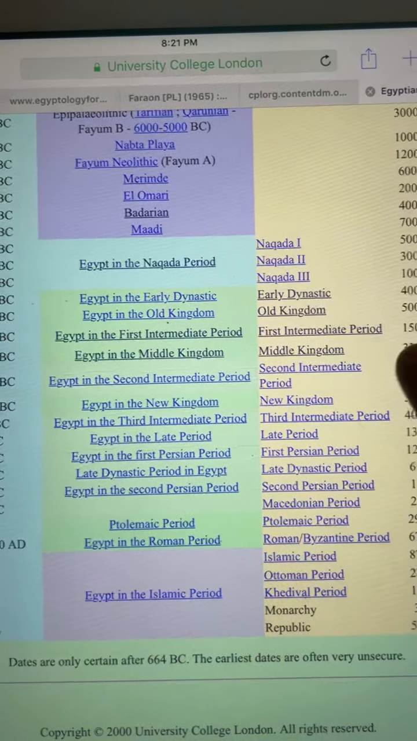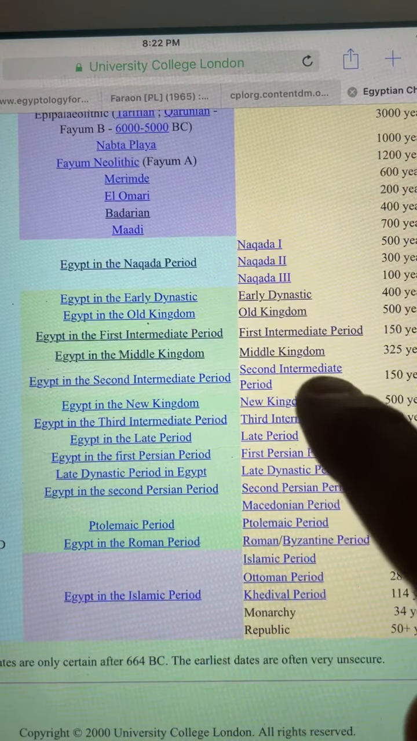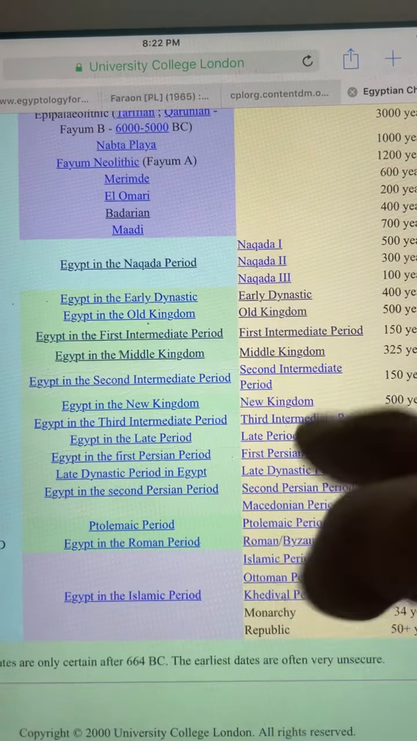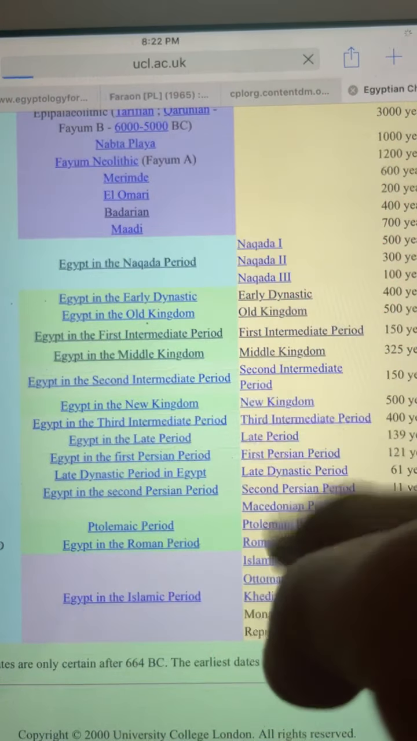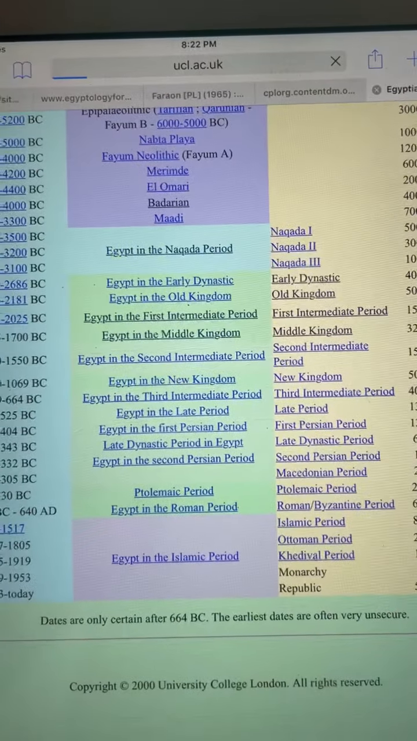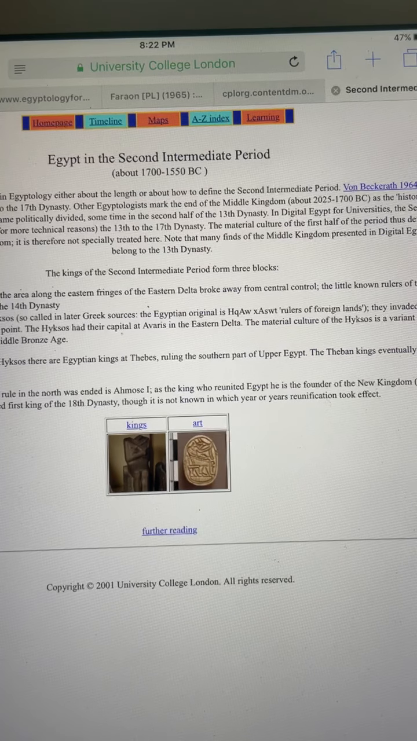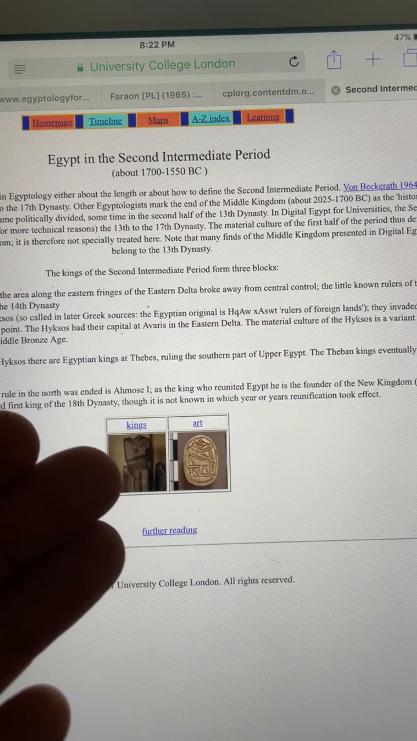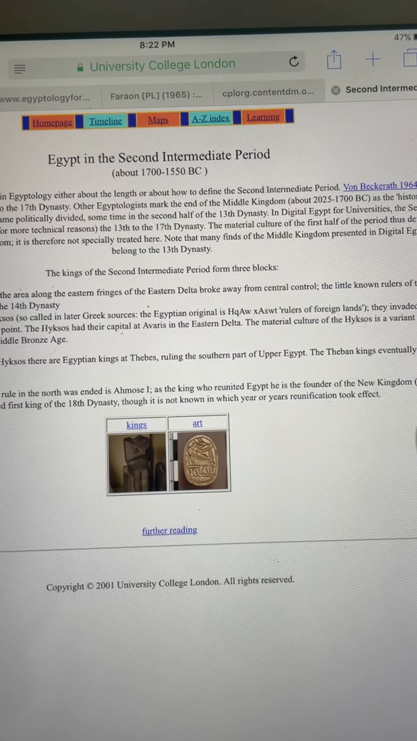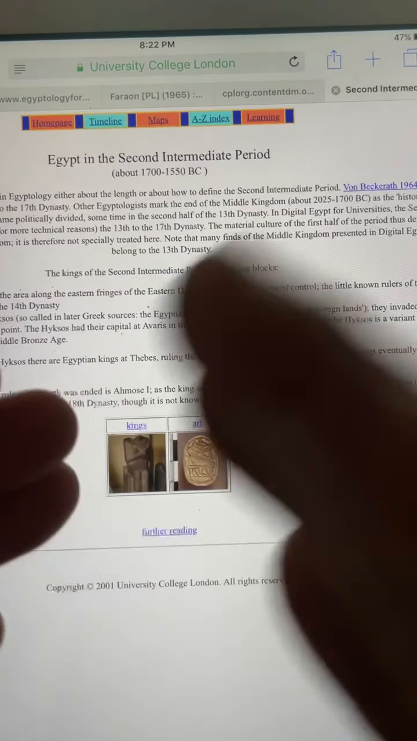Now, the Middle Kingdom lasts about 325 years, and then there's a second intermediary period, another collapse in Egypt. Let's click on it and see what it says about the collapse. Now, what is this collapse of the second period after 325 years of Egypt? Well, the general agreement between Egyptologists for the second intermediary period collapse, including the 13th to the 17th dynasty.